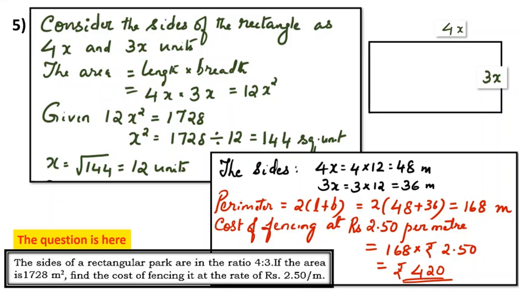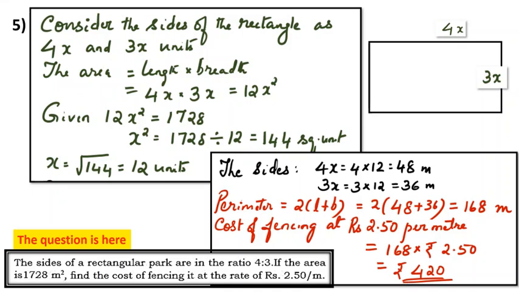I will read the question. The sides of a rectangular park are in the ratio 4:3 and the area is given. Find the cost of fencing. When fencing is the word, it clearly shows that it deals with perimeter. But perimeter is not given. Area is given, and there is a clue that the length to breadth ratio is 4:3.